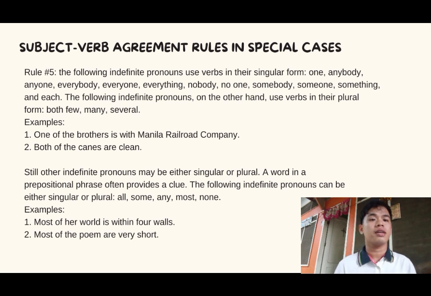Again, this rule will help you understand which indefinite pronouns take singular verbs and which take plural verbs. So those are indefinite pronouns. Again, let me classify it again for you all to understand. The indefinite pronouns that are allowed to use verbs in singular form are one, anybody, anyone, everybody, everyone, everything, nobody, no one, somebody, someone, something, and each. So those are the words that are allowed to use verbs in their singular form.